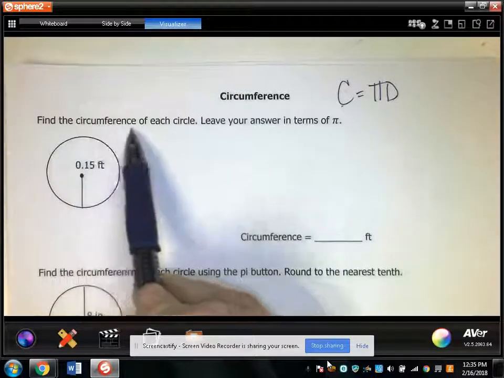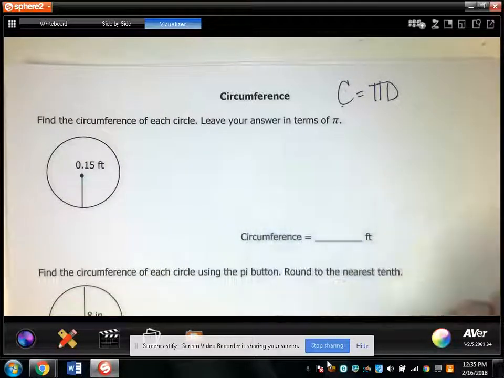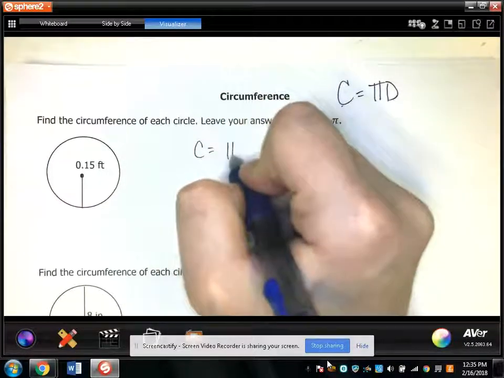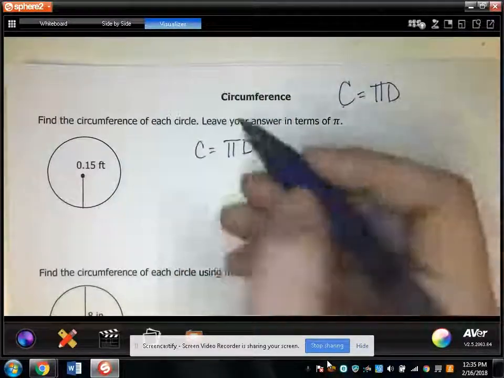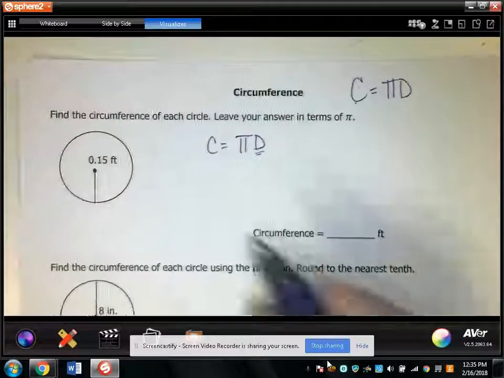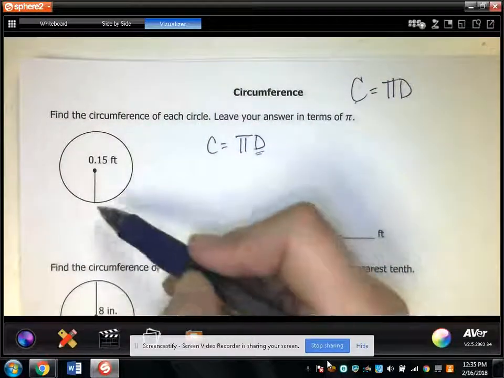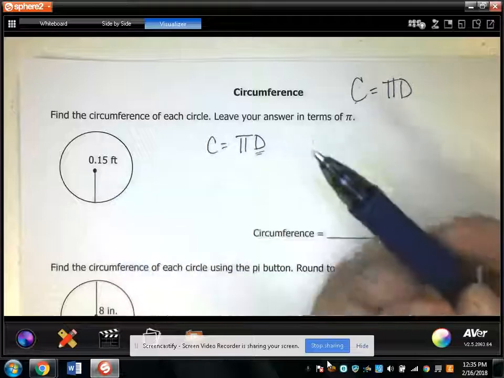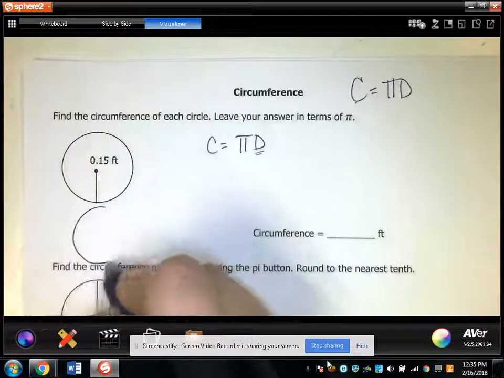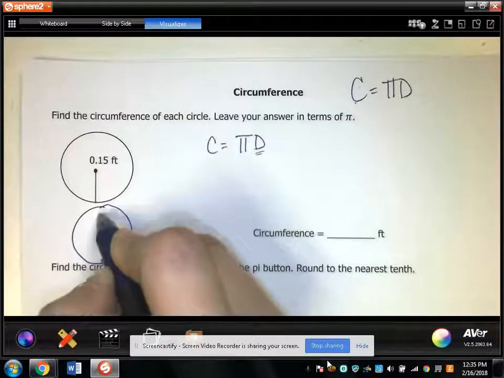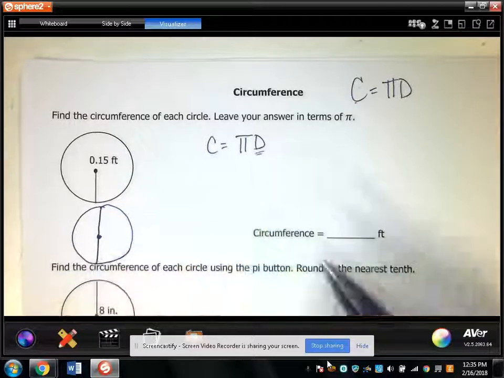So find the circumference of each circle, leave your answer in terms of pi. So what you do is you write down the formula, C equals pi d, and you want to find out what is the diameter. Now this is just the radius because it goes from the center of a circle to one point on the circle. We want the diameter, which goes through the center of the circle from one point on the circle to another.